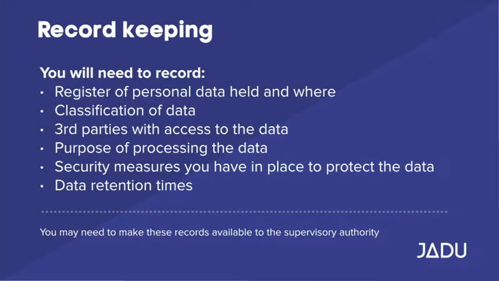So you're going to need a register as an organisation of what personal data you're holding, where it's kept, what classification of data it is, what third parties have access to that data, whether it's crossing borders, being shipped off to the US, what the purpose of processing is, if you actually do process data, and what security measures you've got in place to protect it. You might also want to jot down how long you're going to keep it for, so that people have this right to be forgotten. And it is something where you might need to make these records available to a supervisory authority at some point if you do get a complaint against you.